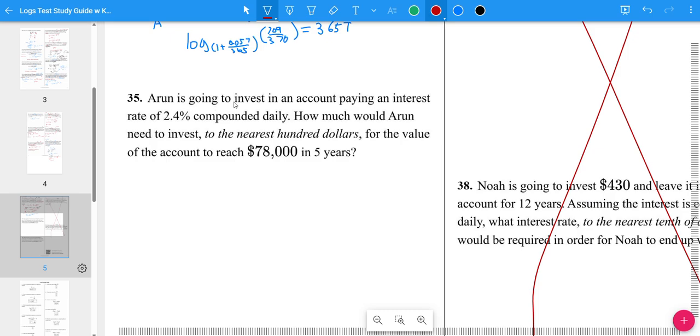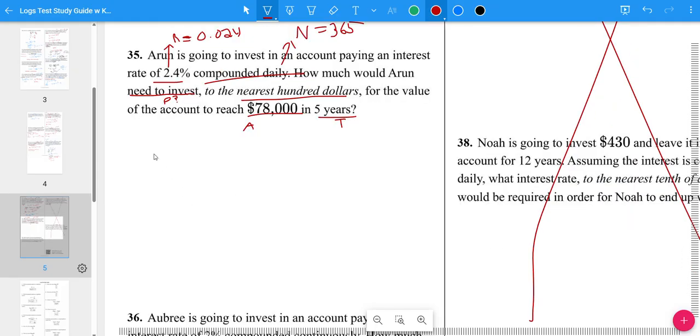So Arun is going to invest in an account, paying an interest. So this is my rate. Compounded daily, so N is 365. How much would Arun need to invest to the nearest $100? How much would he need to invest? So that means we don't know P this time. For the value to reach this, for my final amount to be this in 5 years, when t is this.